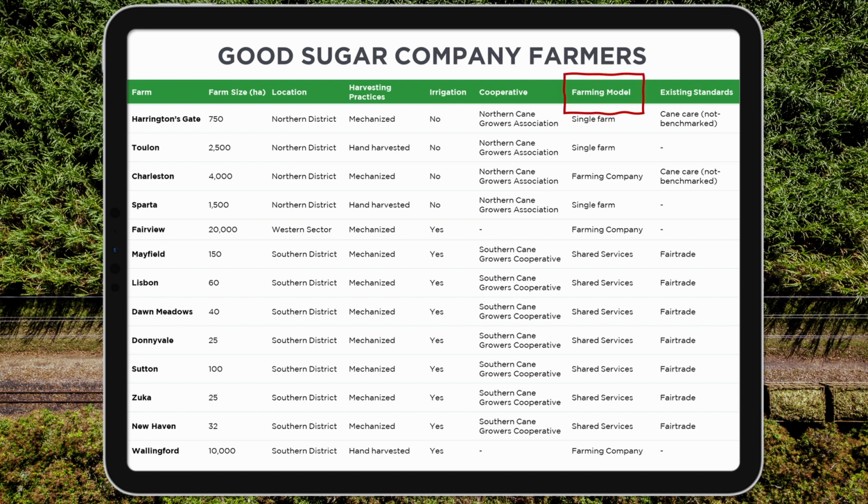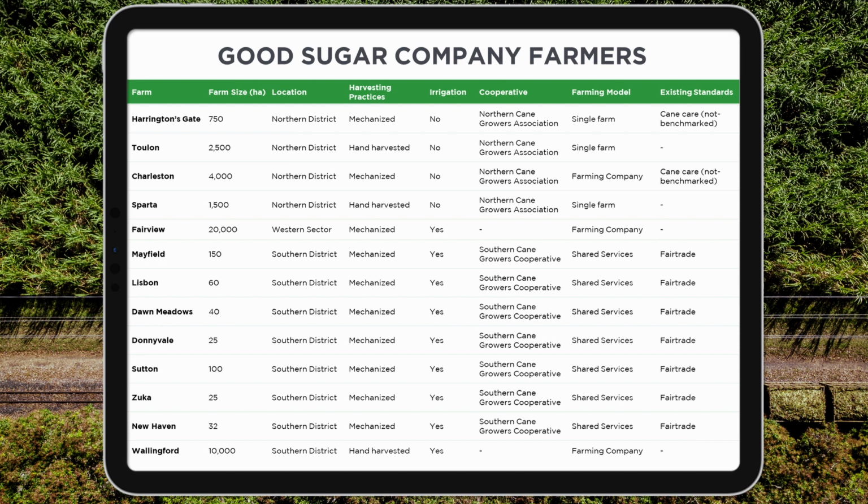Other things to consider might be around the model that they used in order to farm. Is it a farming company? Is it a single farmer? Is it shared services? For example, sharing access to tractors or harvesters, etc. These might be important, but they are not necessarily what will define how I am going to use the FSA. So you also need to consider what are the elements that you really think are most appropriate and what are the elements that you're willing to allow some diversity.